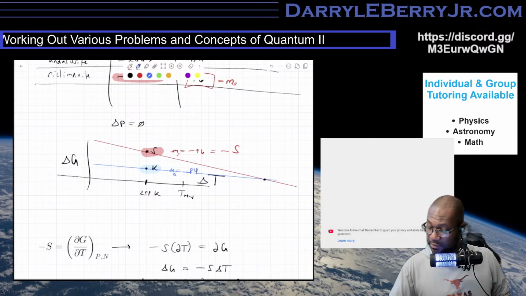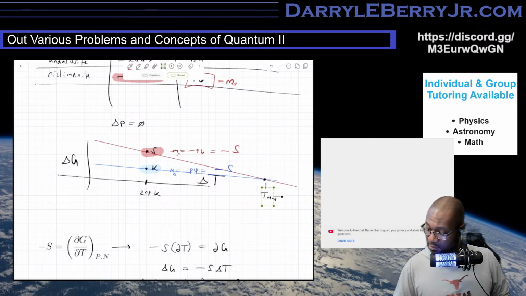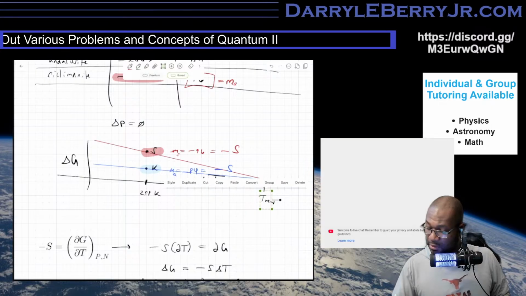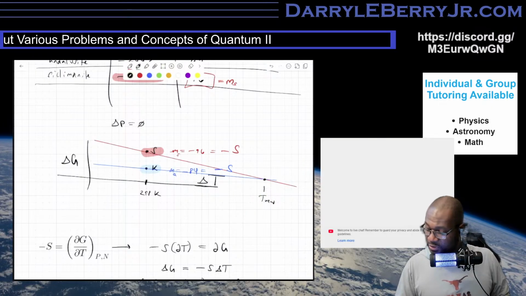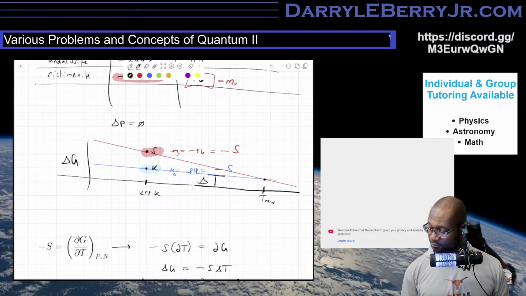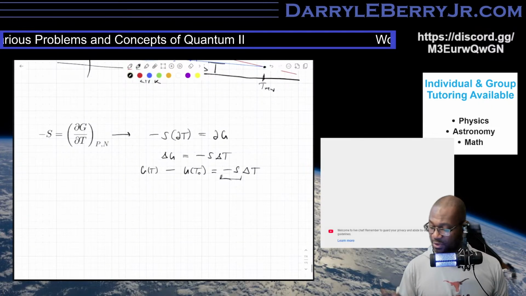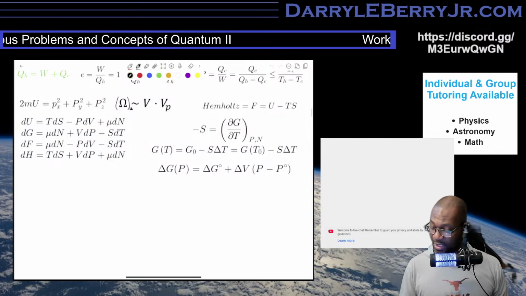Negative S, negative S. So the new temperature has to be higher for one of these to become more stable, given that everything else stays the same. So we know that the temperature we're looking for is a higher temperature. And we can actually use this equation derived from that formula.